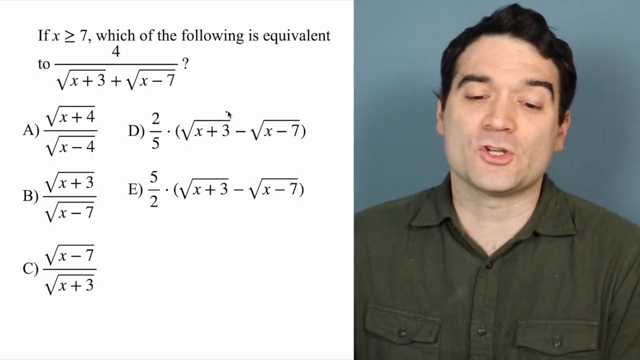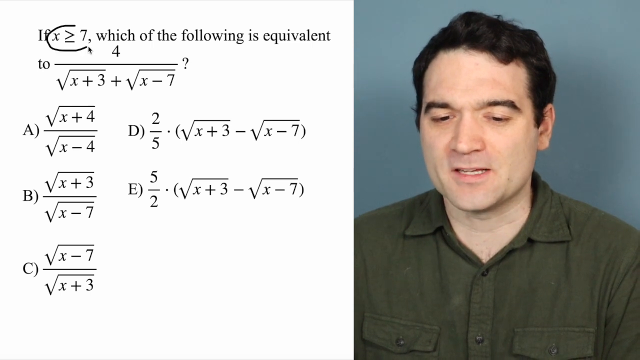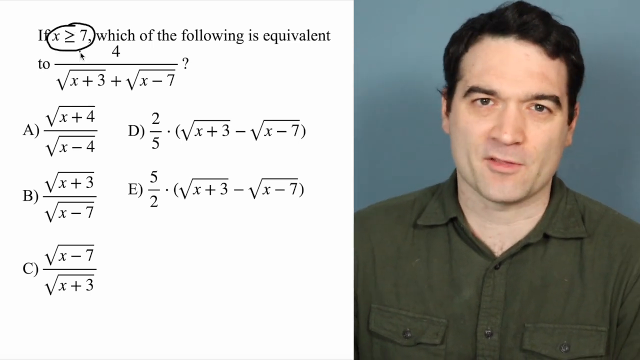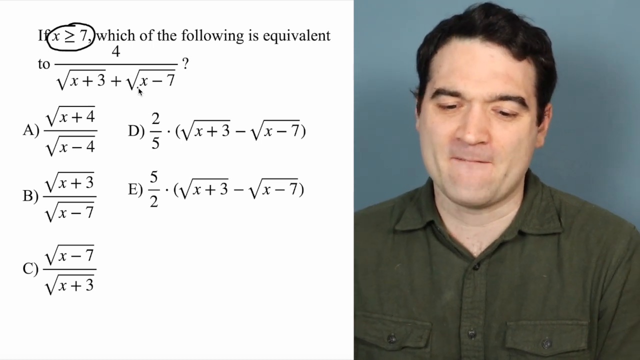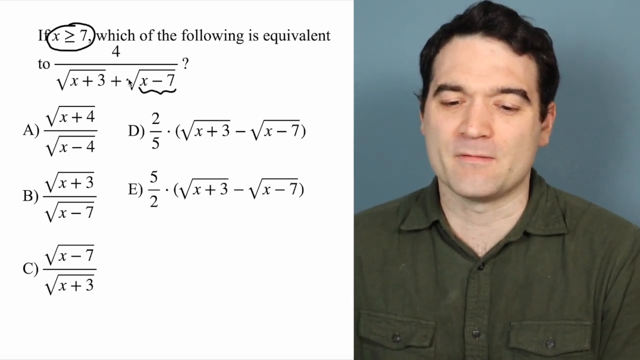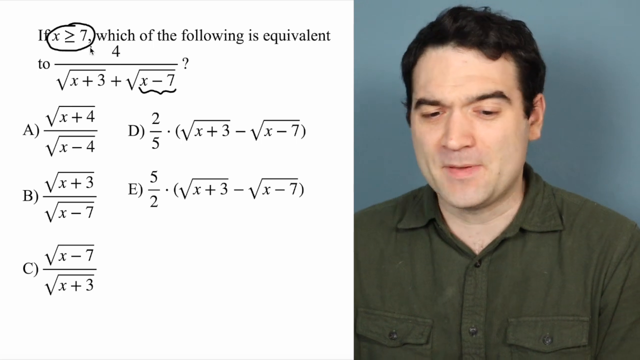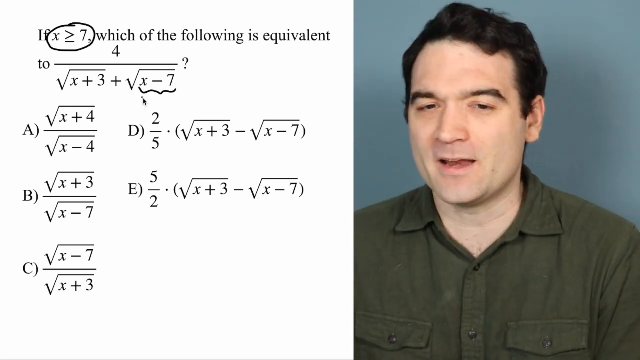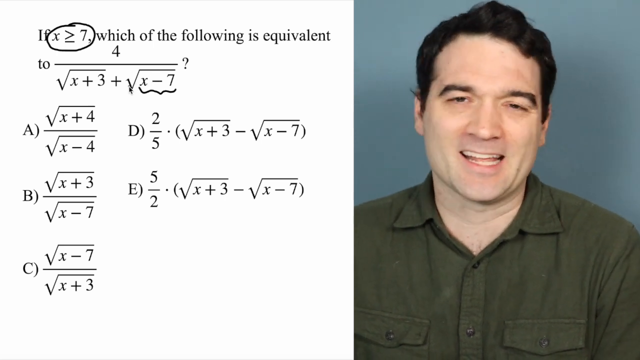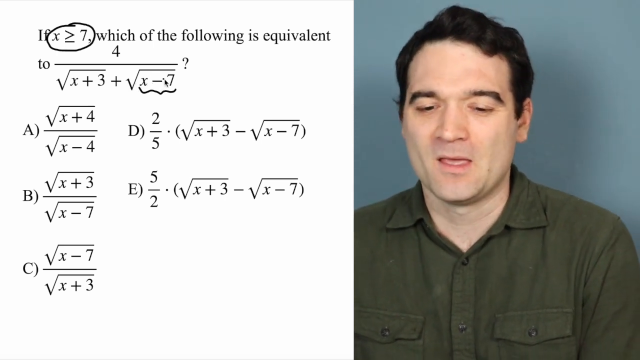All right. So first things first, I just want to note this constraint that they gave us here. X is greater than or equal to 7. The only reason they really gave us that is to say that we're not dealing with the square root of some negative number. Because if x were, for instance, 6, we would get the square root of -1, and then you get into imaginary numbers, and that's not on the GRE at all.